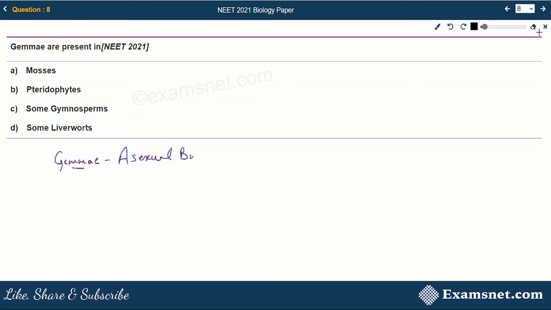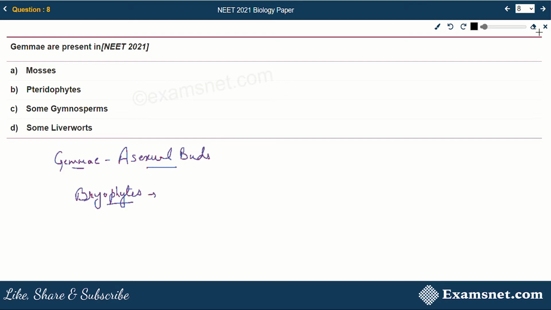Asexual buds, that means these can be present only in those plants which reproduce asexually. Now, gymnosperms and pteridophytes cannot be the correct answer because both cannot reproduce by asexual methods. So the only possible options are mosses and liverworts. What is common between mosses and liverworts is that both belong to the group of plants known as bryophytes.